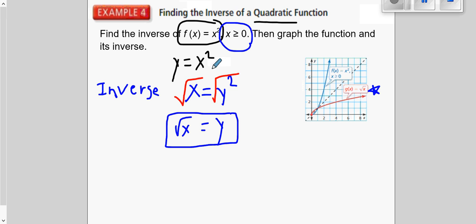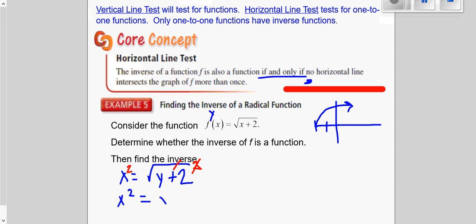Example 4, we had y equals x squared. Switch the x and y, solve for y. We get y equals the square root of x. And notice these two are reflections of each other. Example 5.